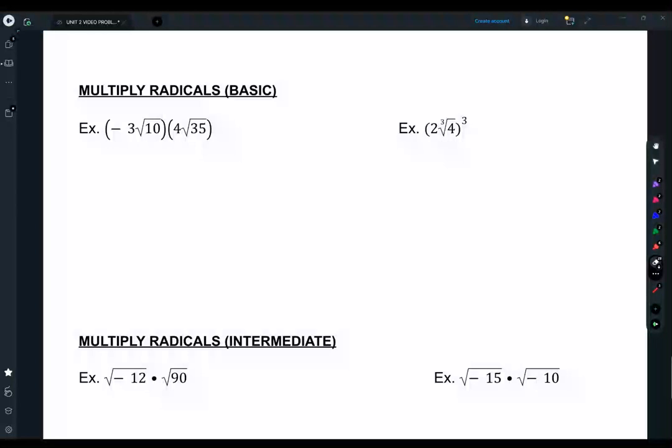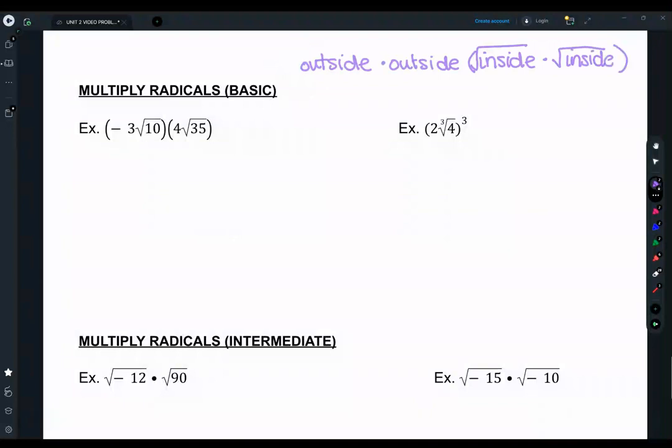Okay, as we're looking at multiplying radicals basic form, remember that our steps are going to be: outside number times outside number, and the answer is going to stay on the outside. And then you're going to go inside radical number times the inside radical number, and that answer is going to stay inside the radical. And so that's our step one.